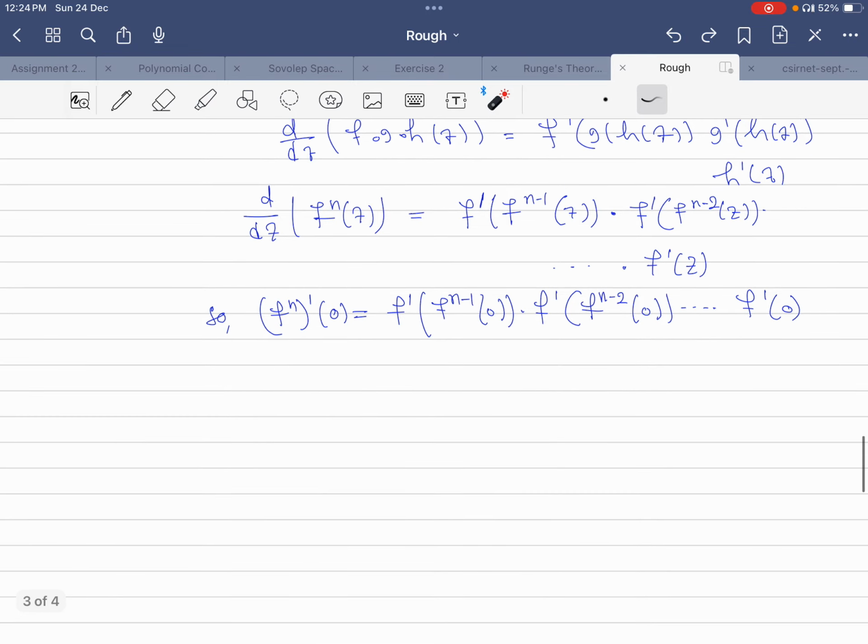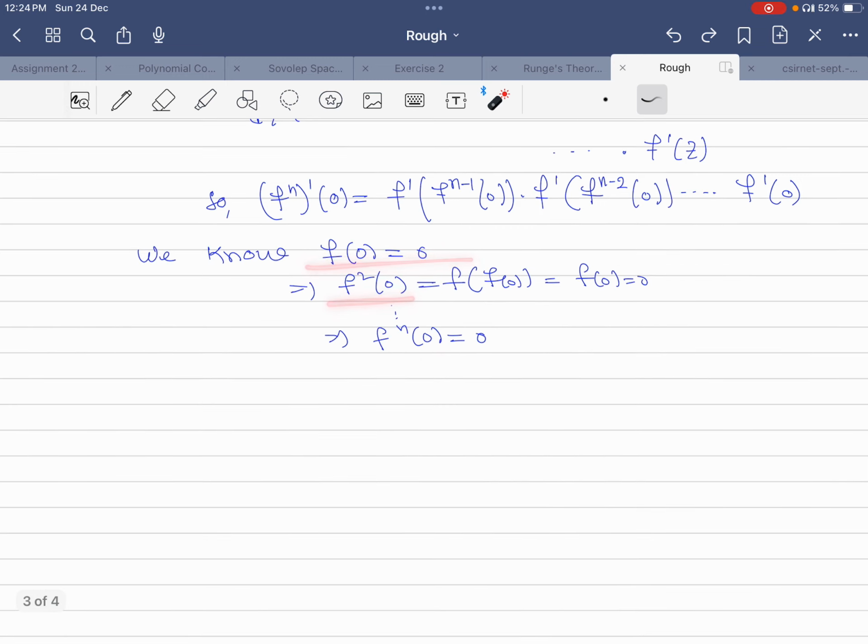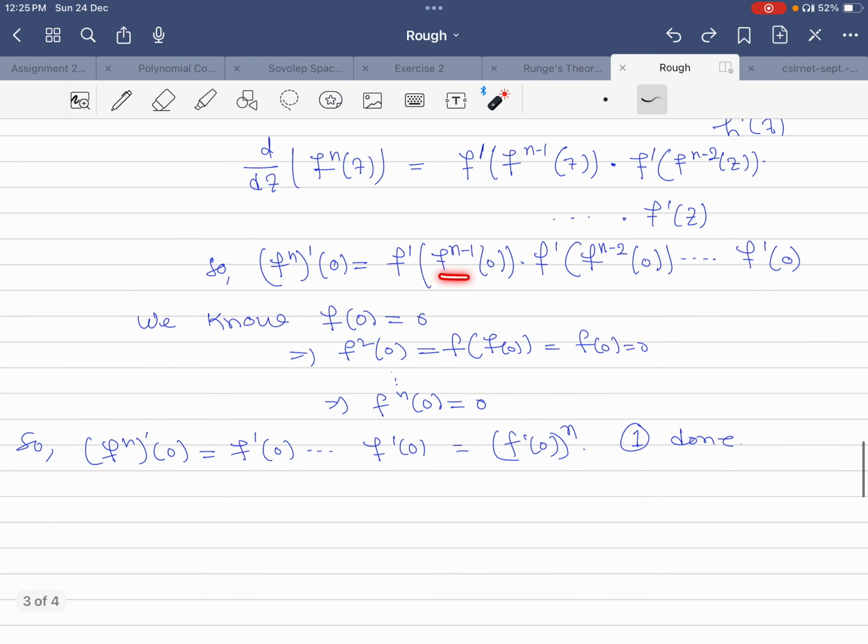We have to find it at 0, right? So f n prime of 0 will be f prime of f n minus 1 of 0, then f prime of f n minus 2 of 0, like that. Here we will prove that these are 0, that is, f to the power n of 0 is 0. How? That is easy. f of 0 is 0, then f square of 0 is f of 0, which is 0. So like that it will be 0. Hence each inner term is 0, so each factor is f prime of 0, and it will be f prime of 0 to the power n. So 1 is done.